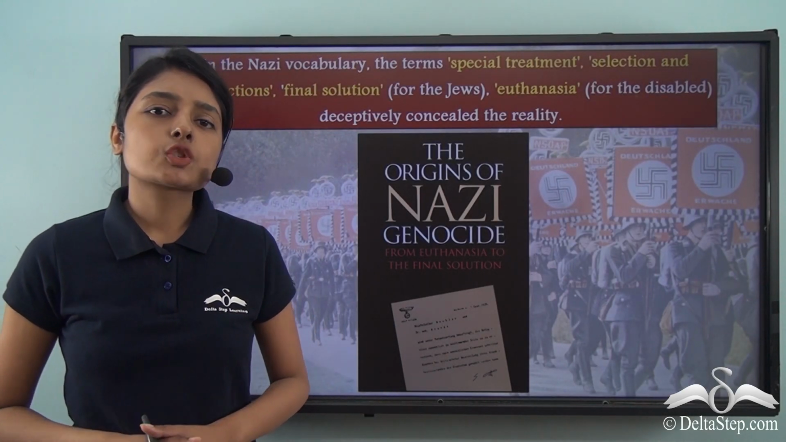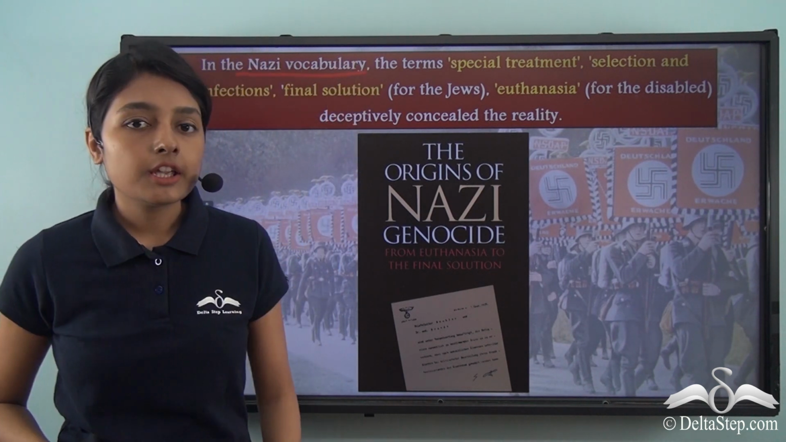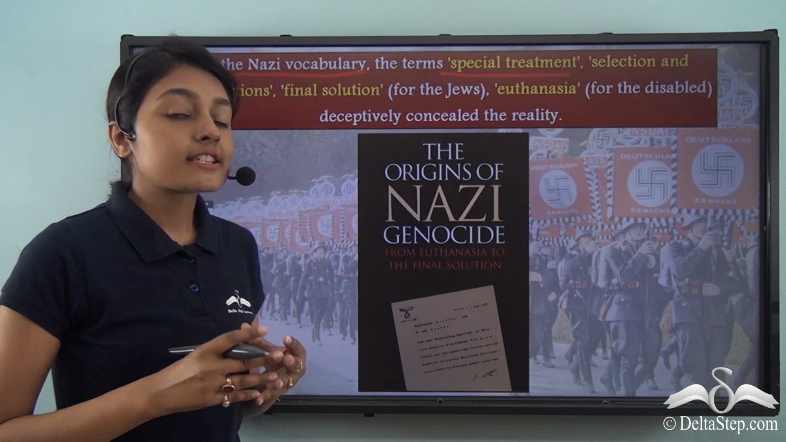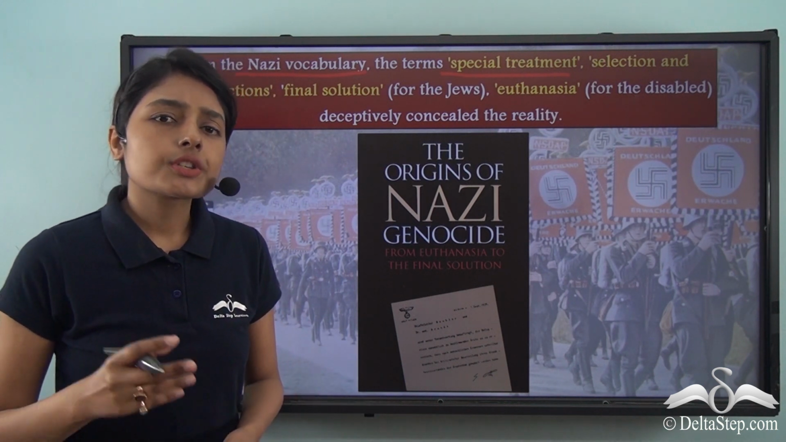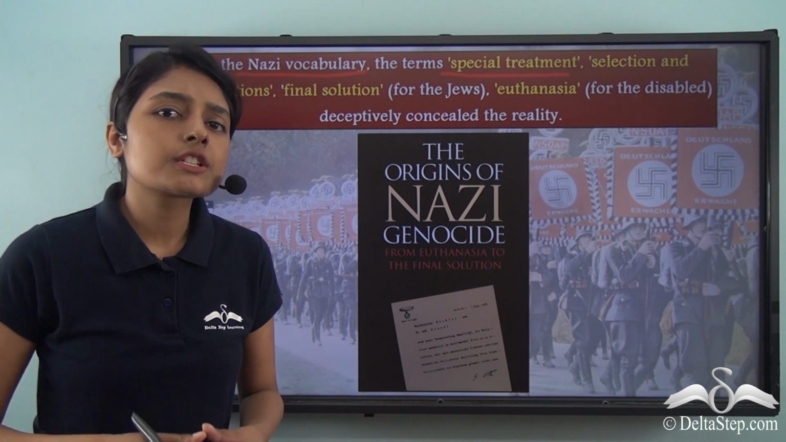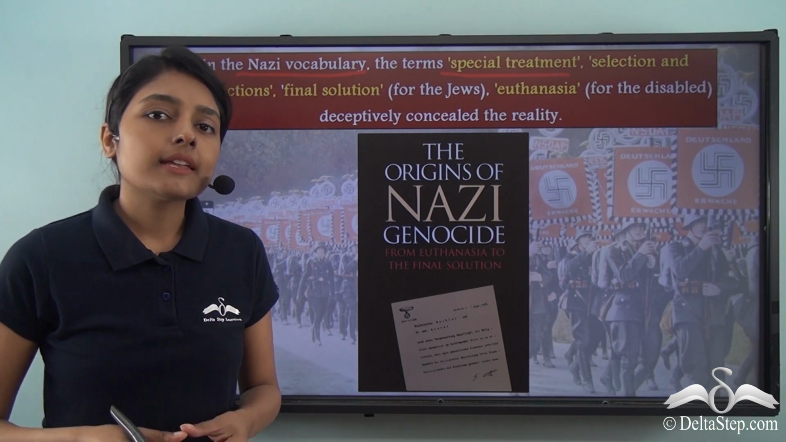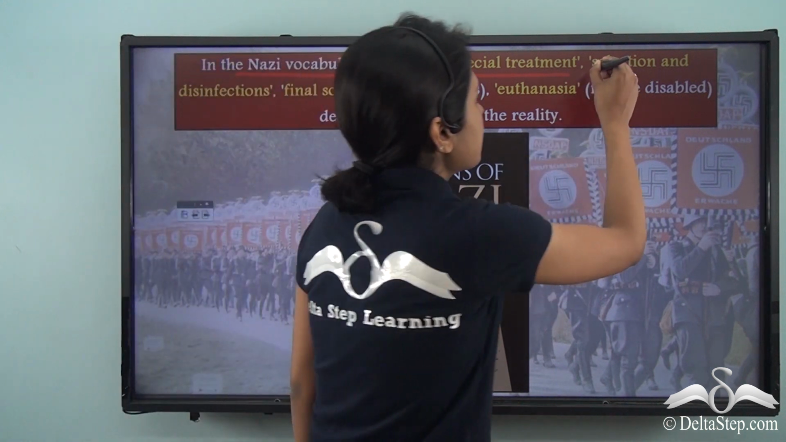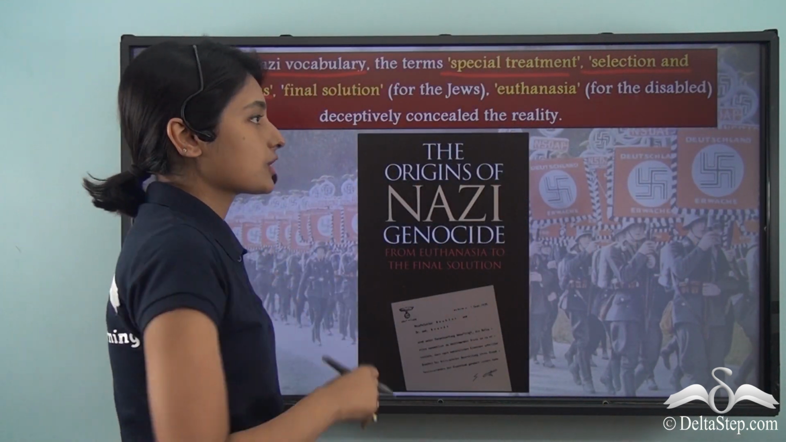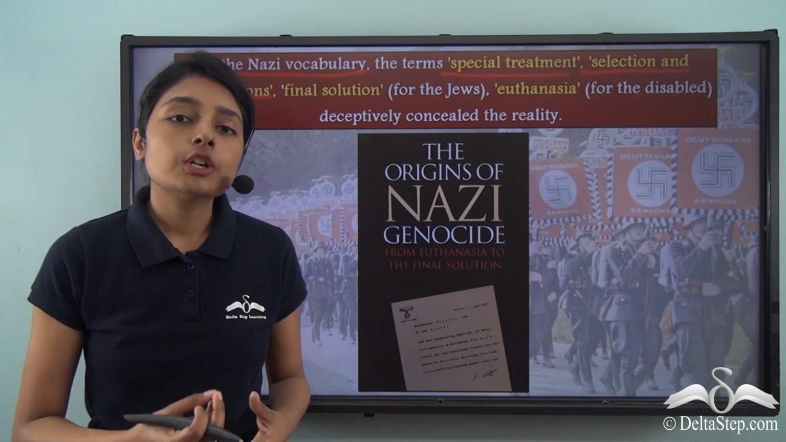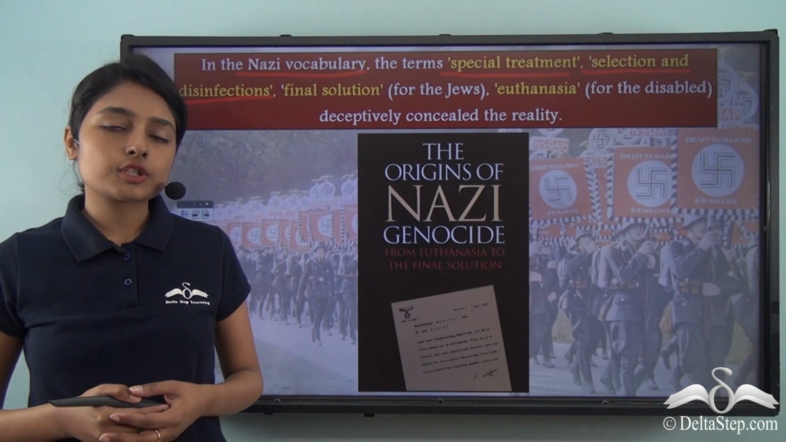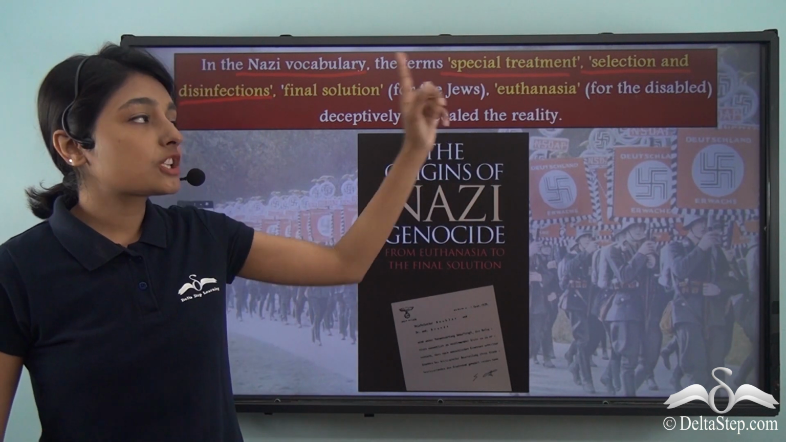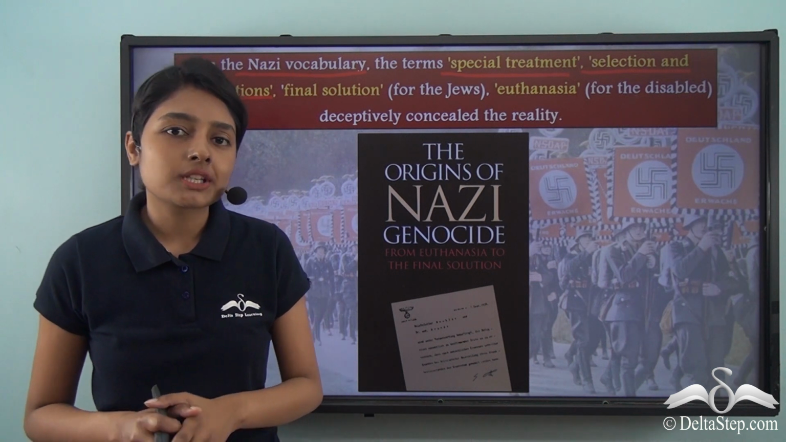To describe the various words in the Nazi vocabulary, we have the term special treatment. Special treatment was used specifically for the undesirables. The undesirables, according to the Nazis, were not being killed and murdered ruthlessly by the Nazi officials. Instead, they were being given a special treatment. Another term was selection and disinfection. The clean and pure German society was being disinfected at this point of time, and so the undesirables were selected and given a special treatment in the concentration and extermination camps.